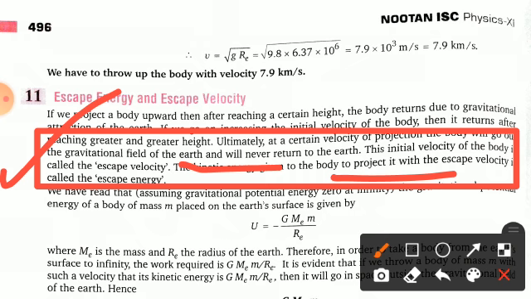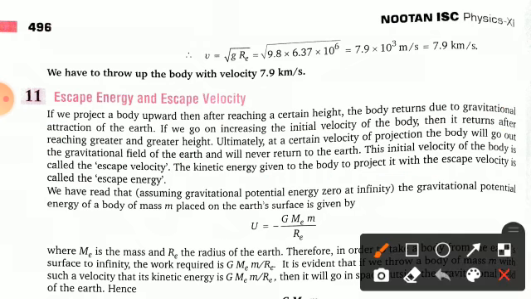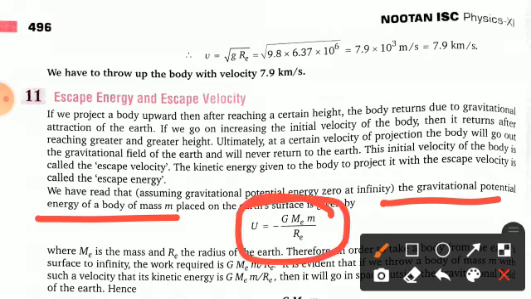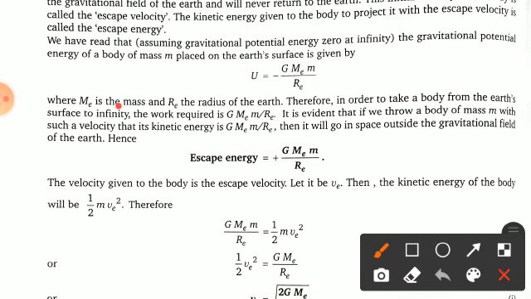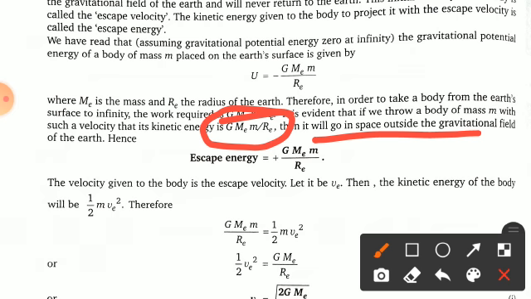We have read that, assuming gravitational potential energy 0 at infinity, the gravitational potential energy of a body of mass m placed on the earth's surface is U equals minus G Me m by Re, where Me is the mass and Re is the radius of the earth. So in order to take the body from the earth's surface to infinity, the work required is how much? G Me m by Re. Clear? Now it is evident that if we throw a body of mass m with such a velocity that its kinetic energy is G Me m by Re, then it will go into space outside the gravitational field of the earth.